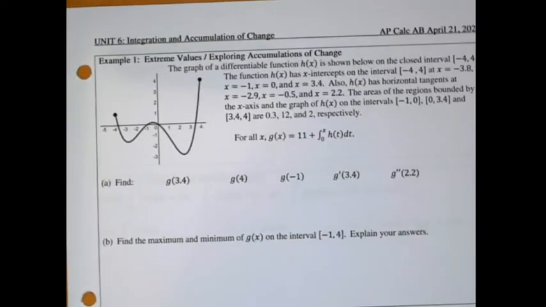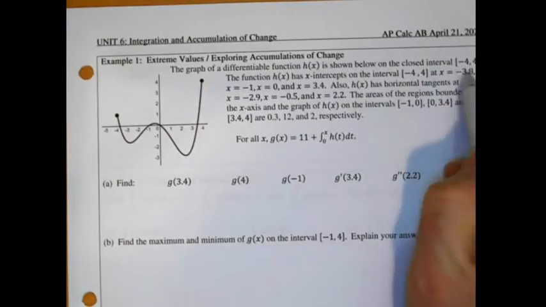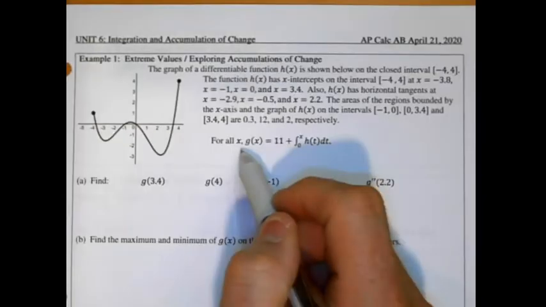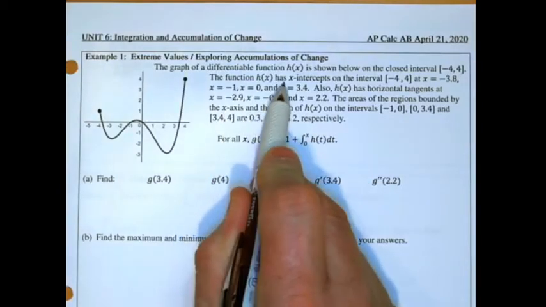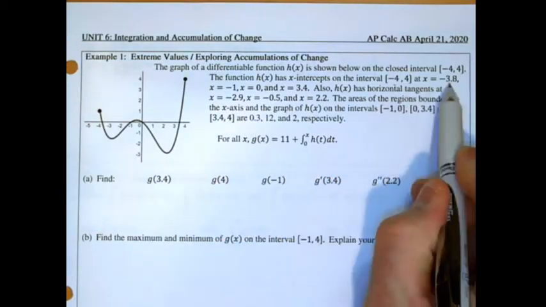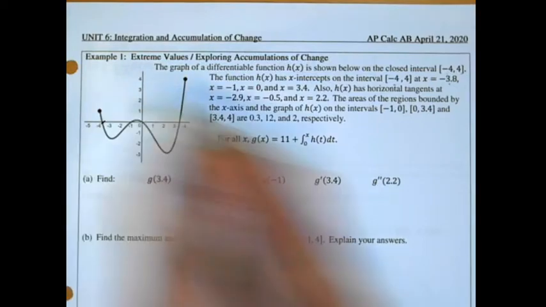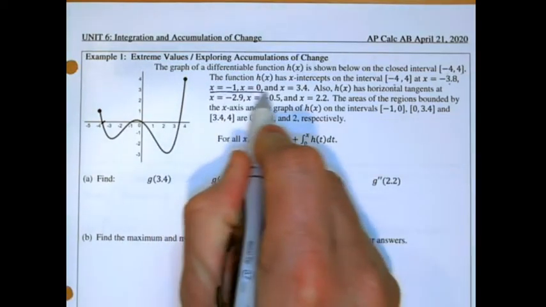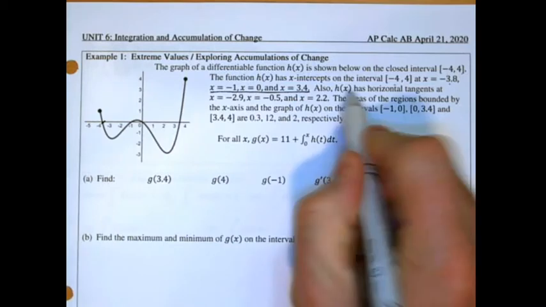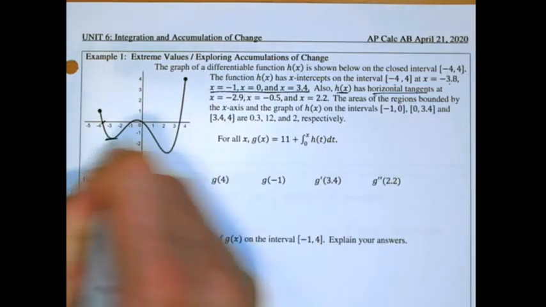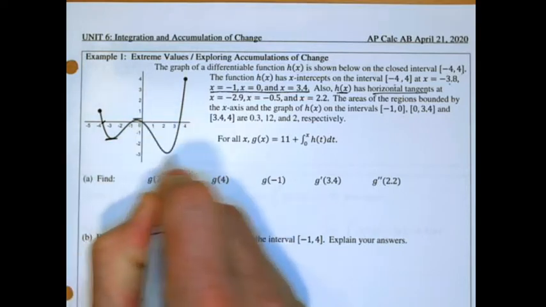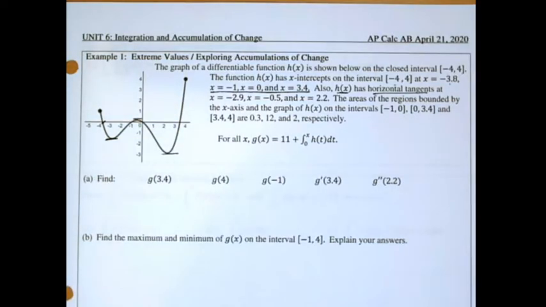We have a graph of h of x shown on the interval from -4 to 4. Let me put it right there. The function has x-intercepts on the interval at -3.8, -1, 0, and 3.4. H of x also has horizontal tangents. We know what horizontal tangents are. They're tangents where the derivative is 0.